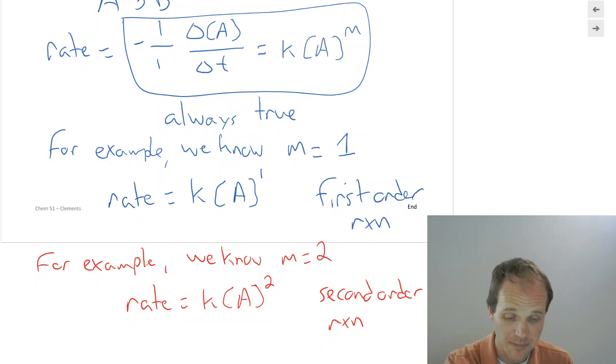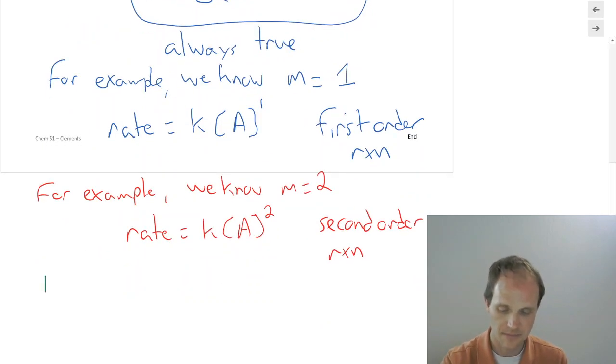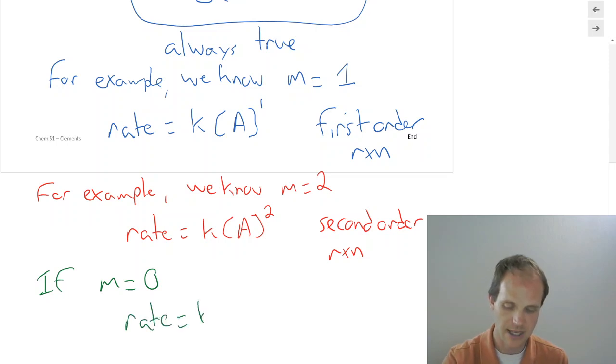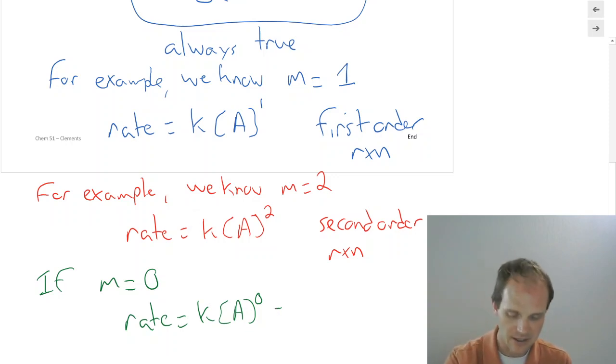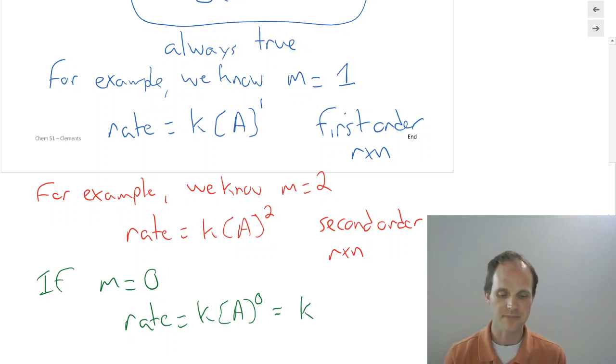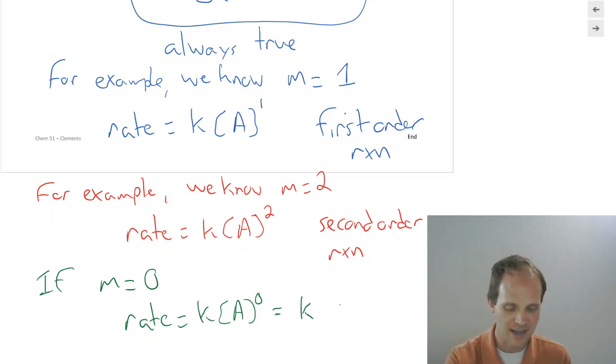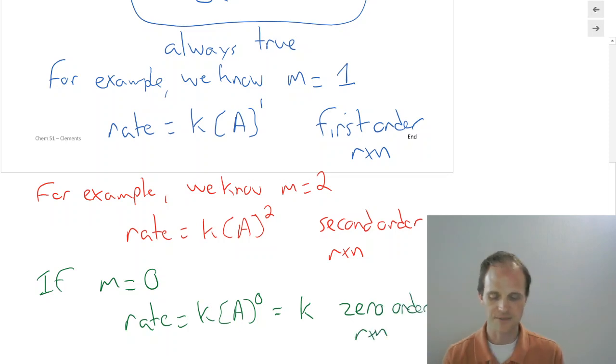How about if m is equal to 0? We'd get that rate equals k times [A] to the 0. Can it be 0? It can be. So rate equals k times [A] to the 0, which means it's just equal to k. Well, that's cool, because then it doesn't depend on the concentration of A, which seems a little counterintuitive. Shouldn't a rate depend on how much I have? In most cases, it does. But in some cases, it doesn't. And we do call this a zero order reaction.